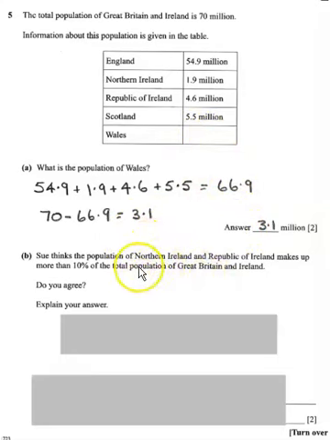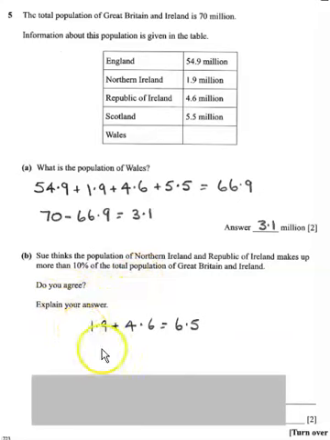So Sue thinks the population of Northern Ireland and the Republic of Ireland makes up more than 10% of the total population of Great Britain and Ireland. Do you agree? Explain your answer. So we've added 1.9 plus 4.6. 1.9 comes from the Northern Ireland part, and 4.6 comes from the Republic of Ireland. So that makes 6.5 million for the Northern Ireland and Republic of Ireland.